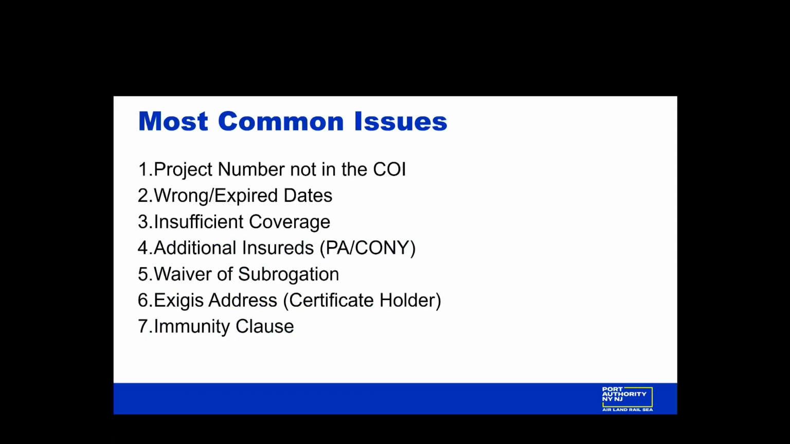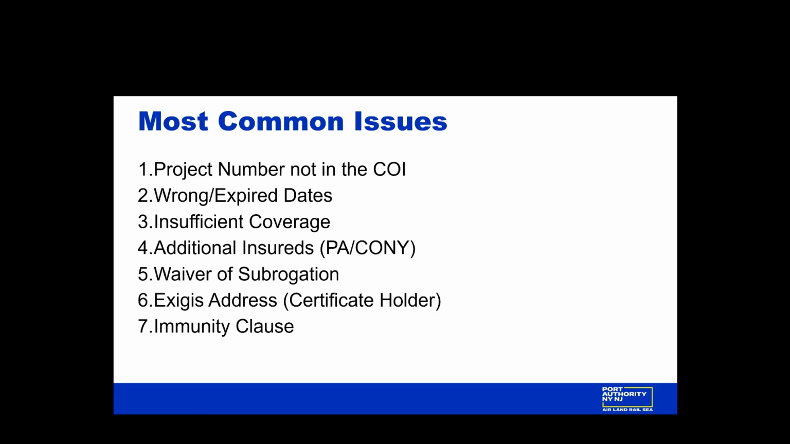So the project number not being on the COI is very important. When it says wrong or expired dates, it's usually when someone's trying to do work and it's going to go into July, but the COI expires in March. That is a problem. So we need to make sure, and I usually catch that and I send it to you, make sure that we have that.